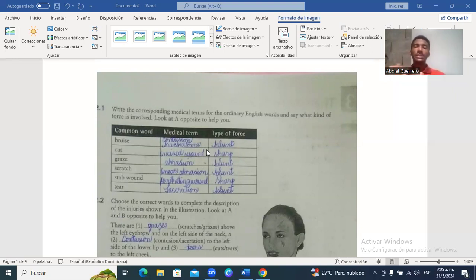Common word, medical term, type of force. Bruise, contusion, blunt. Cut, incision, sharp. Graze, abrasion, blunt. Scratch, abrasion, blunt. Stab wound, penetrating, sharp. Tear, laceration, blunt.